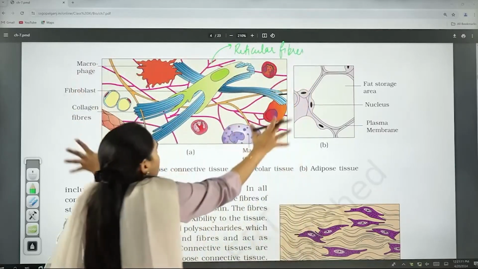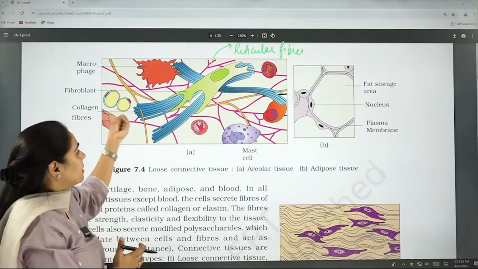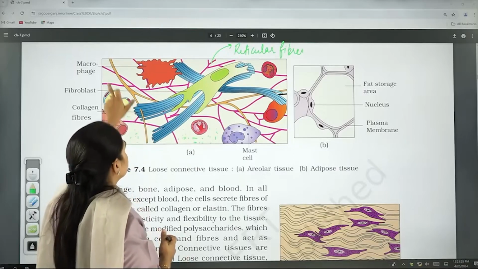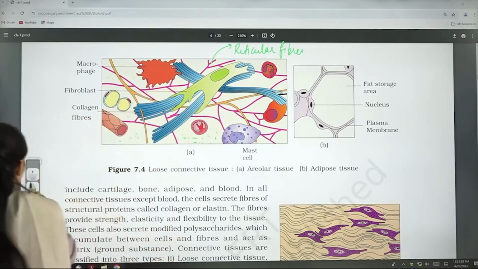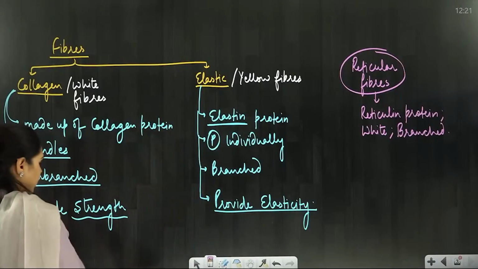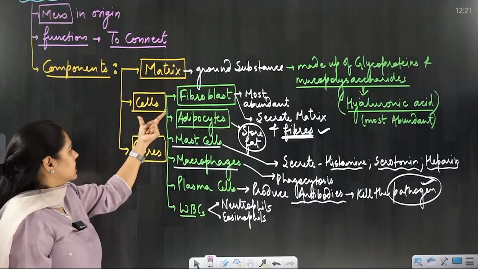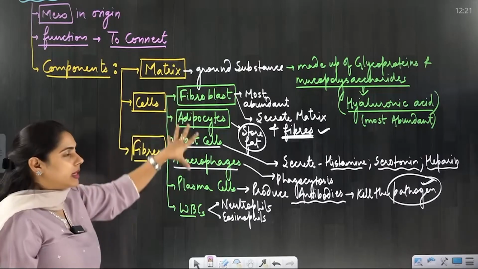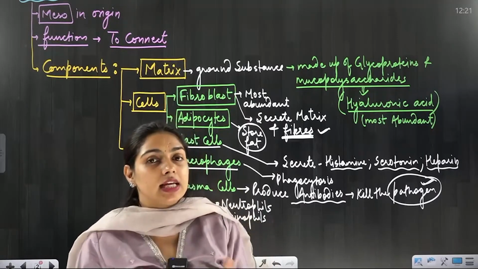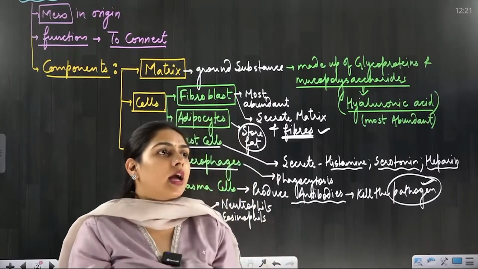So where are all these things present, the fibers and the cells? These are present in the matrix. So this is the matrix, the ground substance. This is the matrix where all these things are present. So now you understood the connective tissue. You understood the components of the connective tissue. The components of the connective tissue are matrix, cells and fibers. I have told you many types of cells. I have told you mainly 2 types of fibers and 1 more fiber additionally, 3 types of fibers total. All these things are present in the matrix.